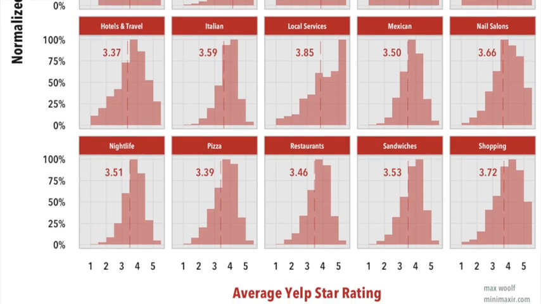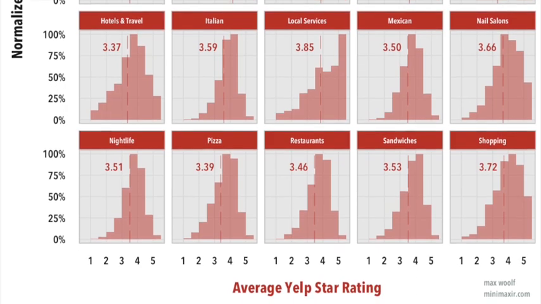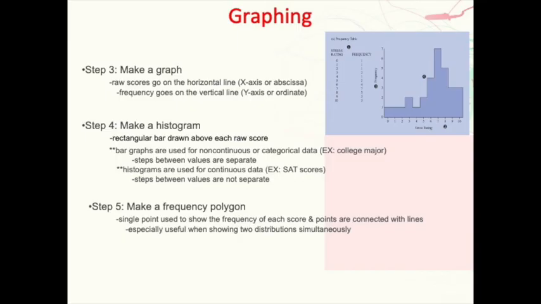And then after you make a histogram, step 5 is to make a frequency polygon. And a frequency polygon, just like a histogram, is another distribution. With a frequency polygon, you are going to be plotting your dots the same way you plot them for a histogram, but then you're going to be connecting them in a different way, and that's what makes it a frequency polygon. So there's a single point used to show the frequency of each score, and then those points are connected with lines. It's especially useful when showing 2 distributions simultaneously.